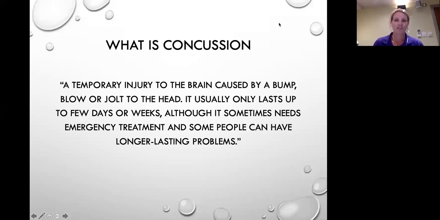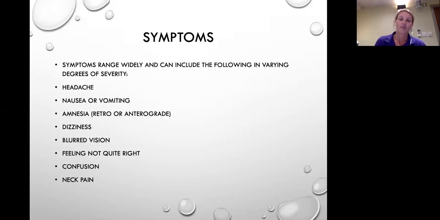So, what is concussion? This is taken from the NHS website, and it's described as a temporary injury to the brain caused by a bump or a blow or a jolt to the head. It normally lasts up to a few days or weeks, and sometimes can involve emergency treatment, but the vast majority of people, particularly adults, actually get better very quickly. The problem with concussion is the symptoms are hugely varied.